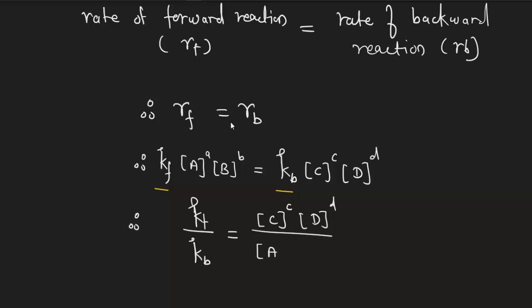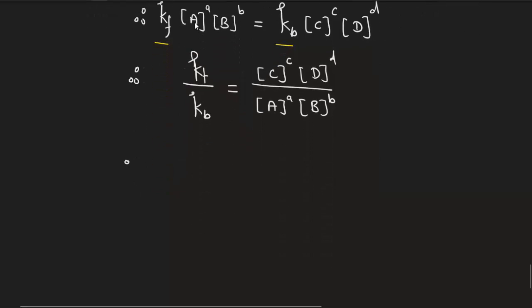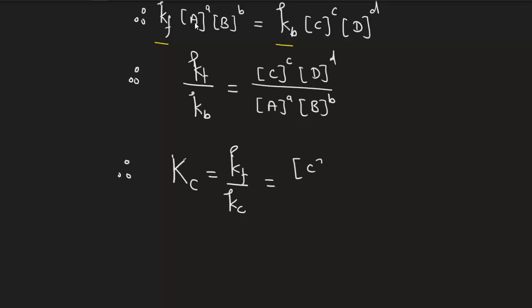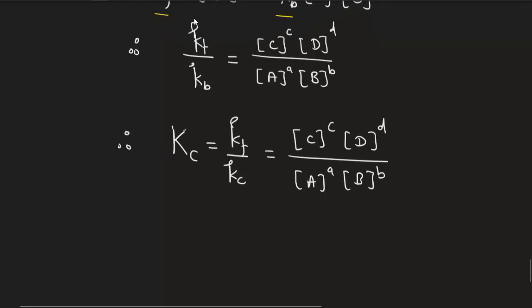It will be A raised to A into B raised to B. So the next step will be, therefore, capital K, Kf upon Kb, which is equal to capital Kc, which is equal to C raised to C into D raised to D upon A raised to A into B raised to B. Okay, this Kc is called chemical equilibrium.